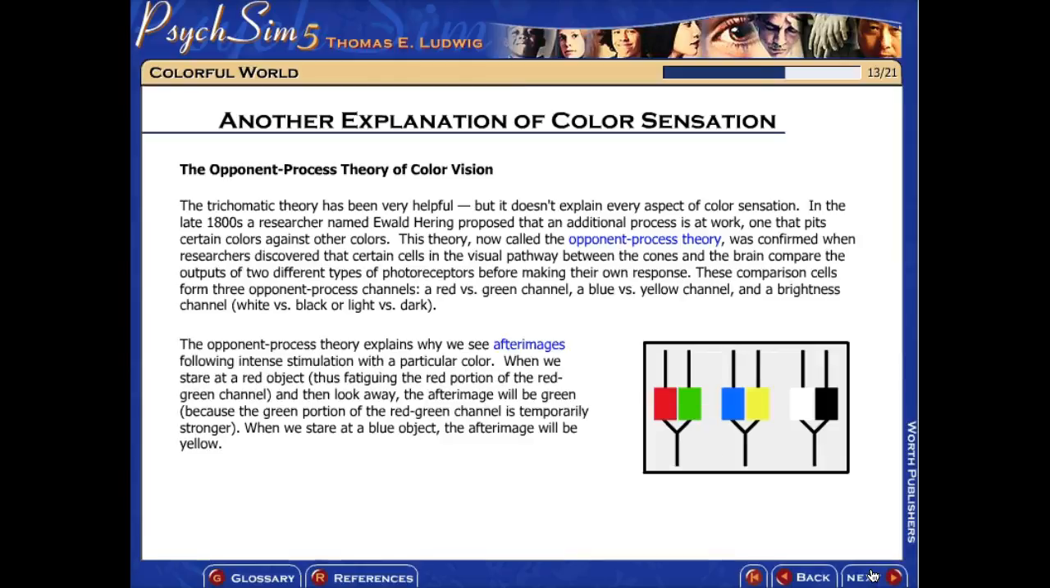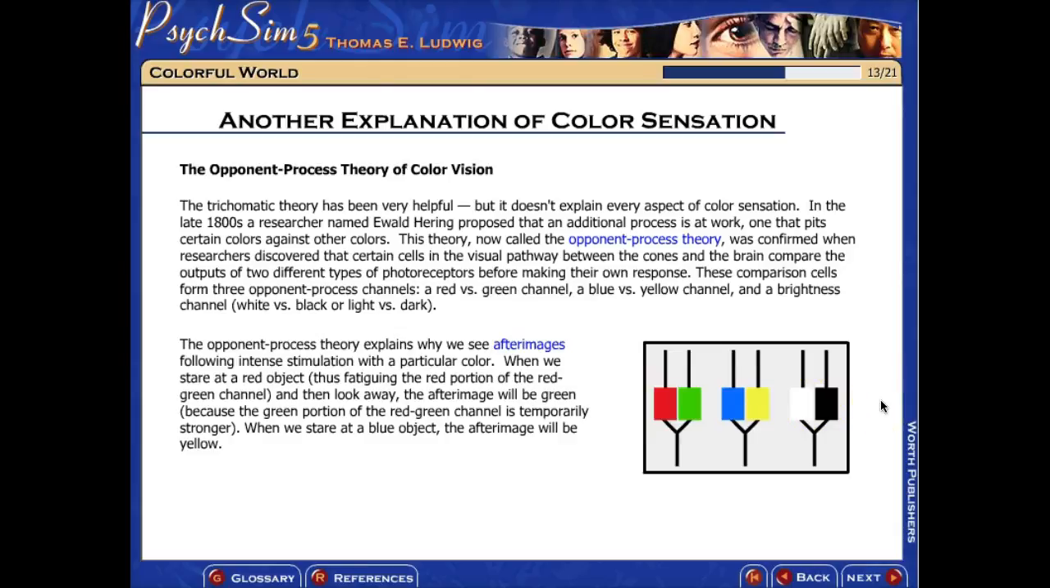Another explanation of color is this idea of opponent processing. Okay, so the opponent processing theory basically says that we have 3 opponent processing channels for our cones. We have channels for 3 different areas, right? So it's either red or green, blue or yellow, white or black, okay?